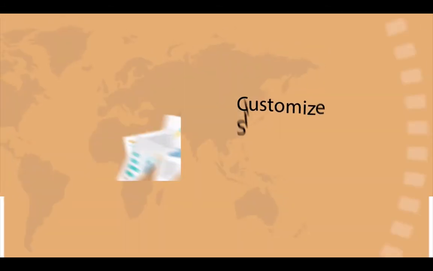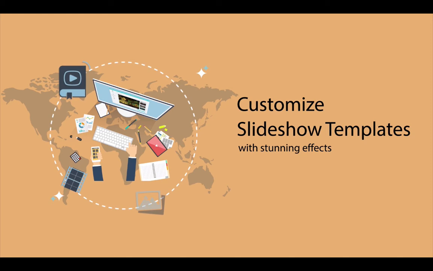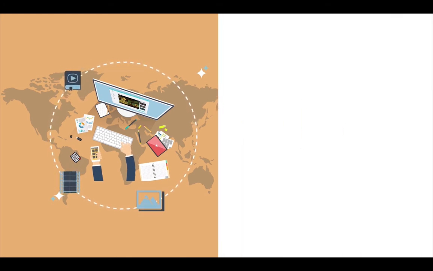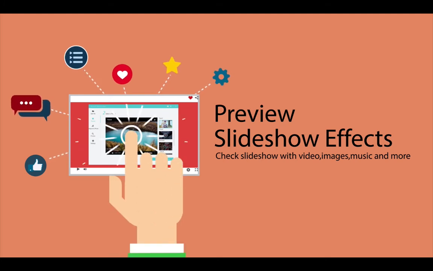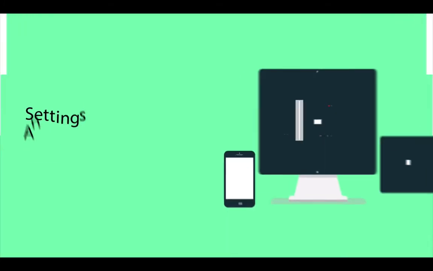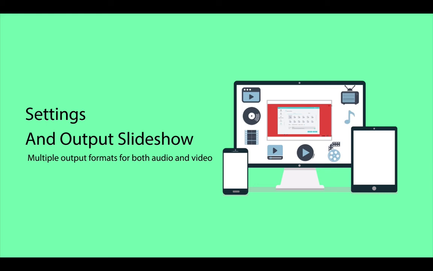To make it more beautiful, you can customize your slideshow by adding some templates and music. Then you can preview the effect of your self-created slideshow project before you output it. You can make the output settings for your slideshow video, such as format and quality.